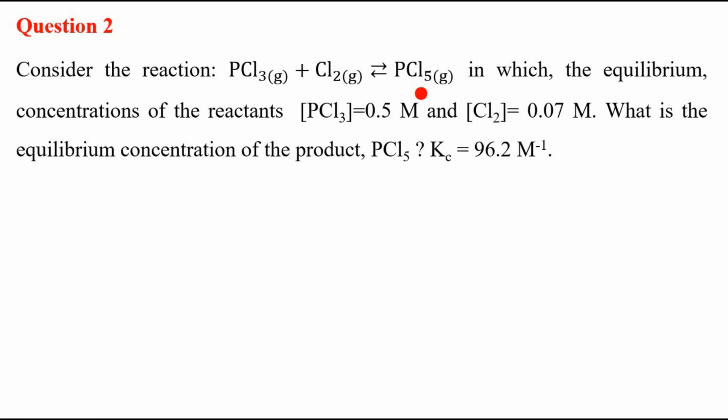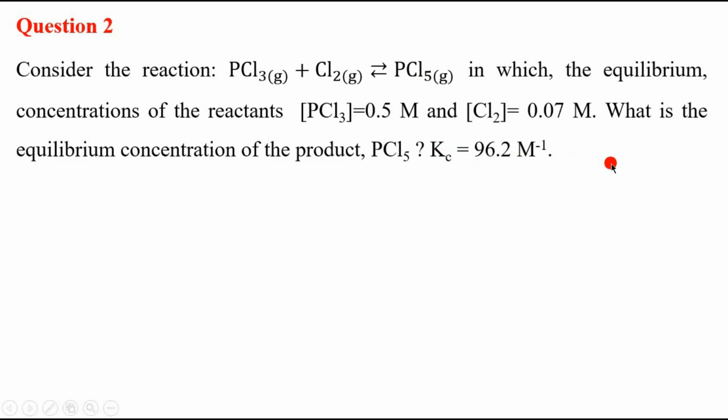So we have the equilibrium concentration of the reactant PCl3, which is equal to 0.5, and the equilibrium concentration of chlorine, Cl2, which is equal to 0.07 molar. Now they're asking what is the equilibrium concentration of the product PCl5, so they're asking us to calculate this one. They have given the equilibrium constant.